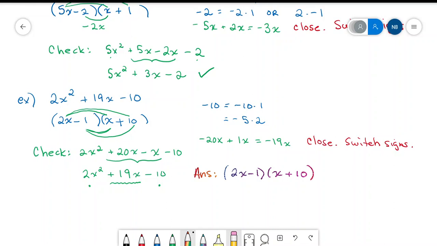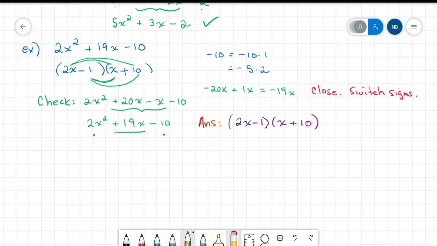One more comment. I can't remember. 2x minus 1, x plus 10. It'll come back to me. Oh, by the way, these are called factors. 2x minus 1 is a factor. x plus 10 is a factor. All right, next example.